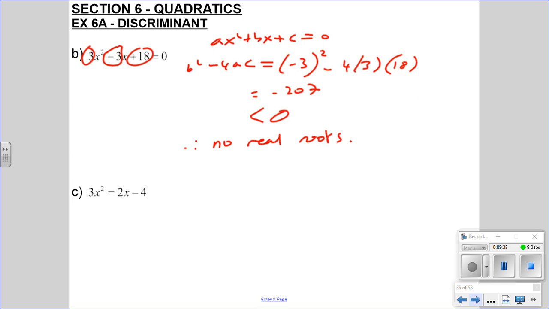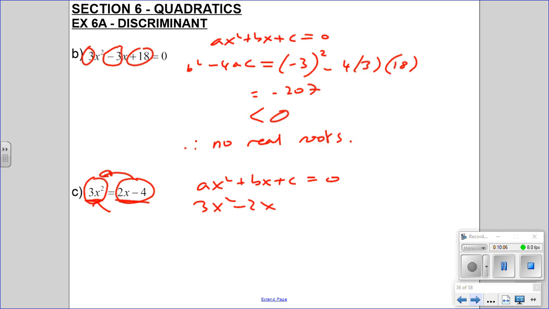Or if you had one graph equaling another, like this part C, okay, if you moved that all over and made it all equal 0 and you found you had no real roots, it means that 3x squared does not cross 2x minus 4, okay? That's what we mean in the context of roots. So in this case, we need it in the form ax squared plus bx plus c equals 0, like normal. So we'll write that in that form. There's a 3x squared. We need to take the 2x to the left, and we need to add 4 to the left. And then we can say what our a, b, and c is.